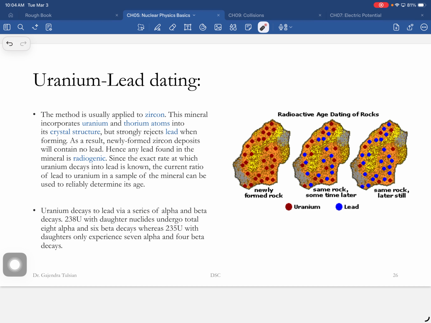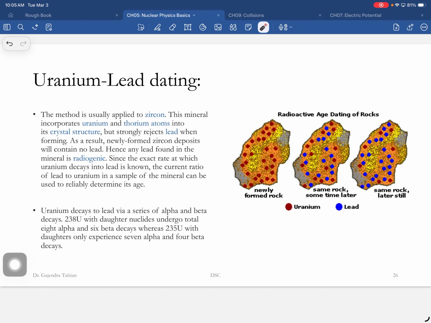So uranium decays to lead via a series of alpha and beta decays. Uranium-238 undergoes a total of 8 alpha and 6 beta decays. So uranium-238 will undergo 14 decays before it turns into lead. Uranium-235 with daughters experience 7 alpha and 4 beta decays, so 11 decays before it turns into another form of lead.